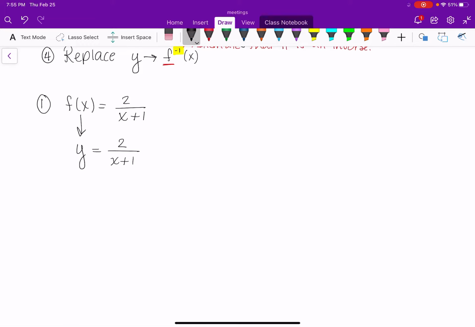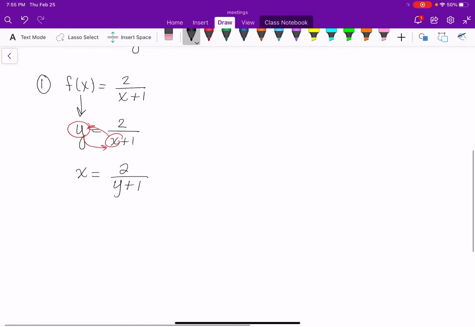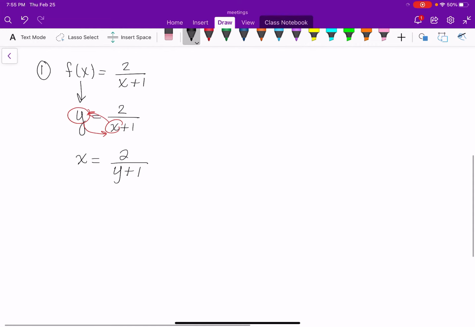The next thing we're going to do is take this y and this x and literally switch them around. So now we have x equals 2 over y plus 1. All right, so that's step 1, switching our f of x to y. Step 2, switching our x's and y's. And then, like I said, the third step is always going to be the hardest. We're going to solve for y.